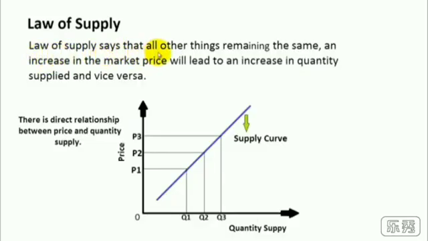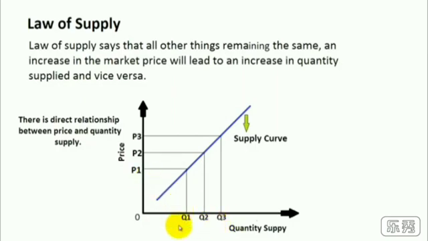The law of supply says that, all other things remaining the same, an increase in the market price will lead to an increase in the quantity supplied, and vice versa. Which means if prices increase, the supply would also increase. So a firm's owner will supply more quantity of products.